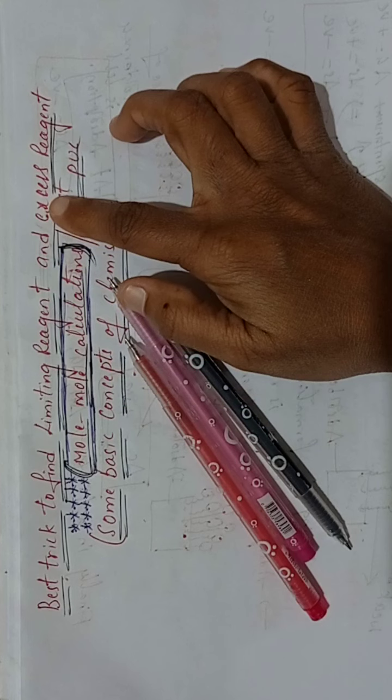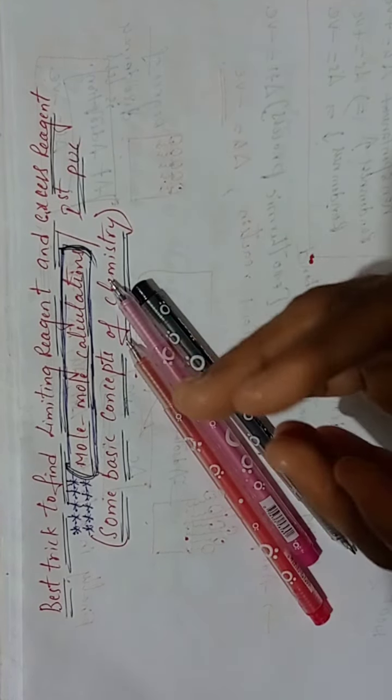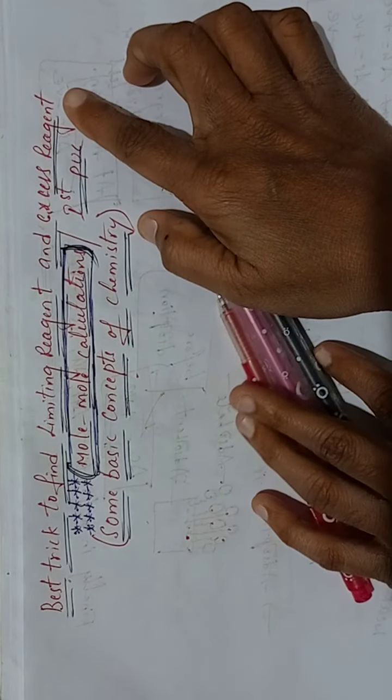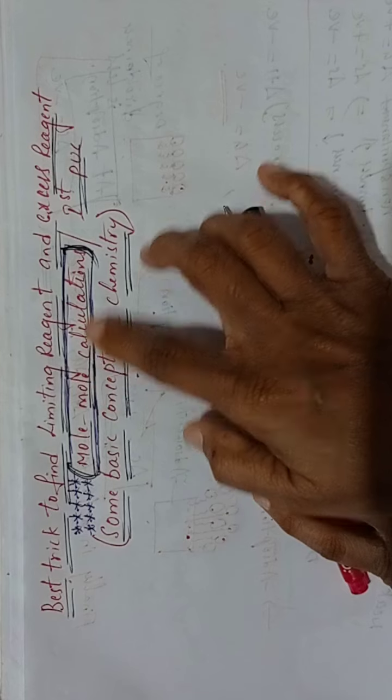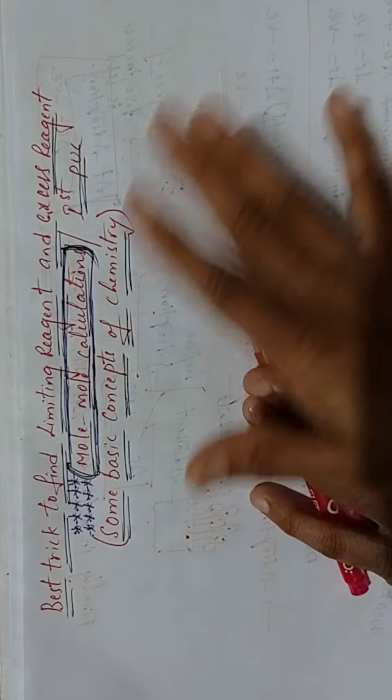Today I'm going to discuss the limiting reagent and excess reagent, students. In this section, I'm giving the best trick to find the limiting reagent, which is the excess reagent, and how to find mole calculations. Clear this one? This topic is from first PUC, some basic concepts of chemistry, students.